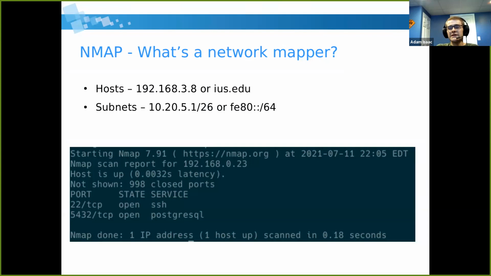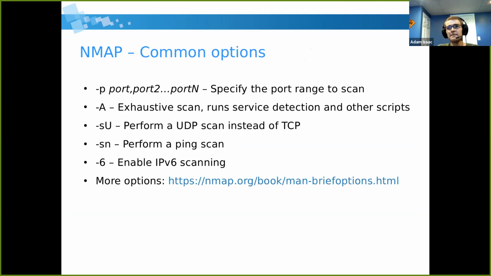I've got up on our slide an example screenshot of the output of Nmap, which is a command line tool, in case you hadn't gathered. If you want to scan a host, you might scan an IP address like 192.168.3.8, or ius.edu if you're using DNS, or you could just as easily scan an entire IPv4 or IPv6 subnet, as I've demonstrated directly below that.